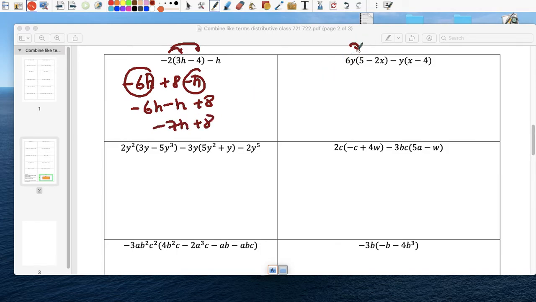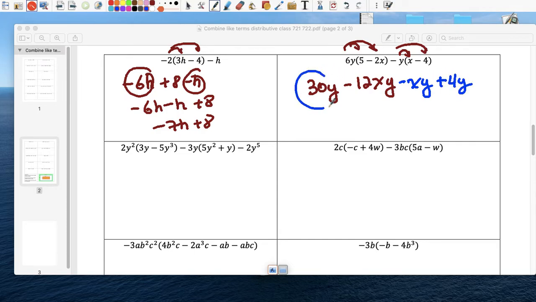Distributive property, 6y, and then these two, v, w, x, y, z. So 30y, and then minus 6y and negative and minus 2x is going to be 12xy. Alphabetically, x comes first. And then the second part, we have to do the distributive property again. Y times x is minus xy, right? Just write it alphabetically. And then negative y times negative 4 is positive, and it's going to be 4y. Combine like terms, yeah. This guy and this one, they're exactly the same. So 30y plus 4y, 34y.